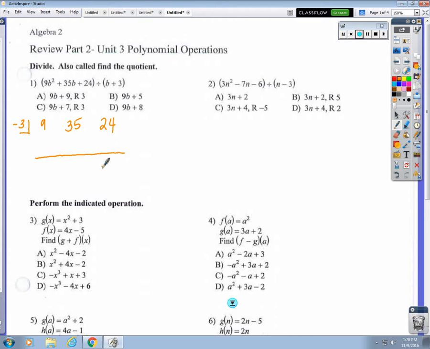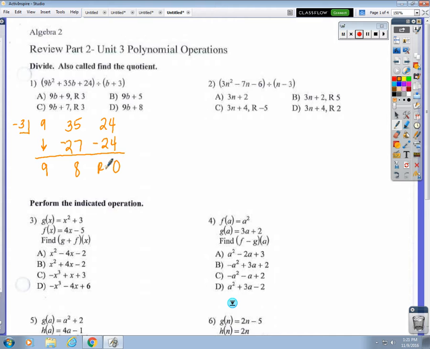What's the first step of synthetic division? Drop the first number, which is a 9. Then you multiply by the box number, so what do you get? Negative 27. Now you just do what it says. What is 35 minus 27? 8. And then you do 8 times negative 3 and you get negative 24.